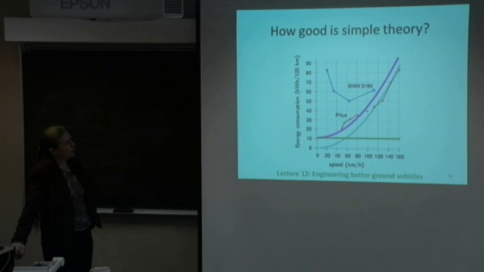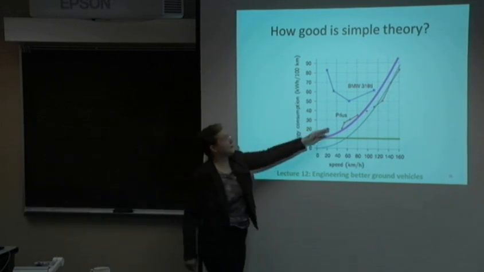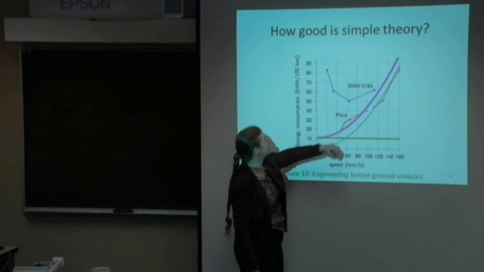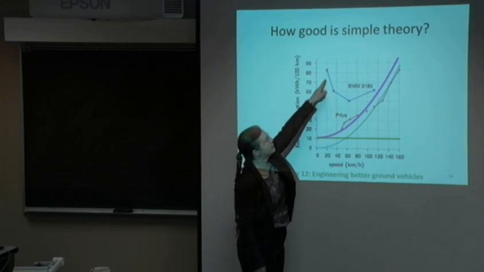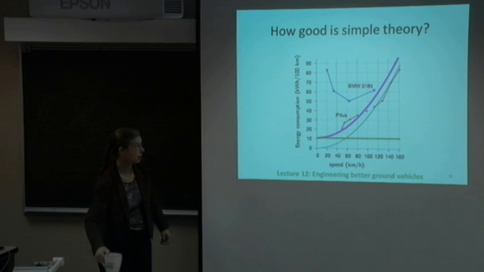So the people who teach this course out in Colorado gave me this slide. I don't know where they got this data, but I don't know what's going on here. The Prius matches fairly well the expected data. BMW is crazy at low speeds. I have no idea why. Does anyone know anything about cars?